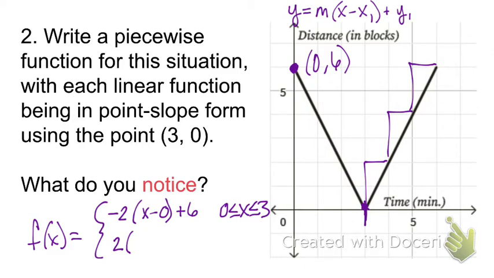And then I can pick any point on this line to be able to go from there. I'll take where it starts at 3, 0. So I'll have x minus 3 plus 0.